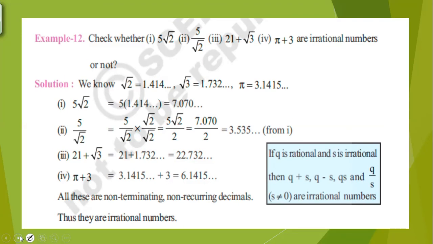You look there, example 12. Check whether 5 root 2, 5 by root 2, 21 plus root 3, and the fourth one, are irrational numbers or not. What we learned just now is that the irrational numbers are not closed under all the four operations.